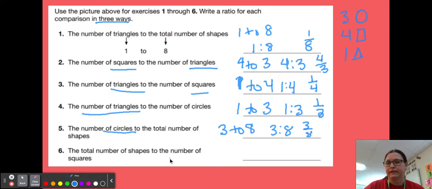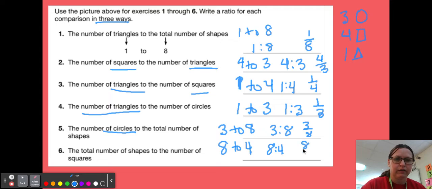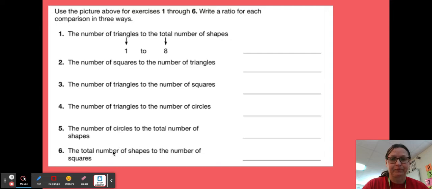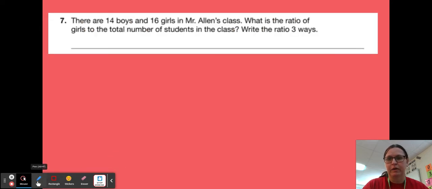Now let's look at number 6. The total number of shapes to the number of squares. How many total shapes are there? There's 8. How many squares? There's 4. So 8 to 4, or I could do 8 colon 4, or I could write it as a fraction, 8 over 4. Perfect. Not too hard, is it? It's actually pretty easy. It's not a lot of math. It's just writing down numbers and remembering to put the different symbols that mean "to" and making sure that they are in order.